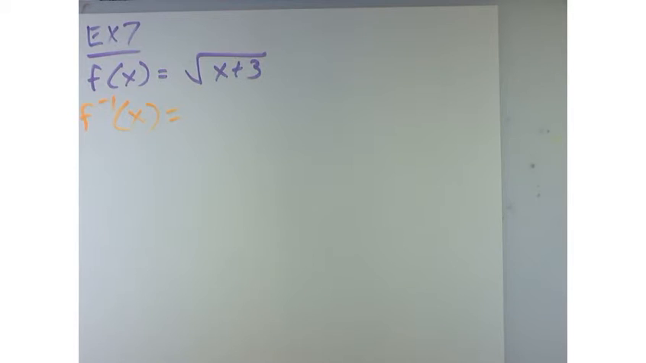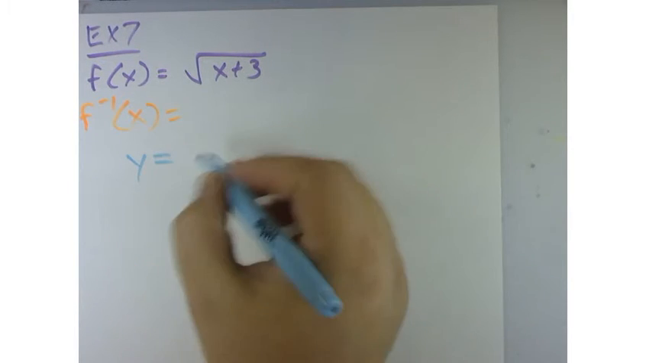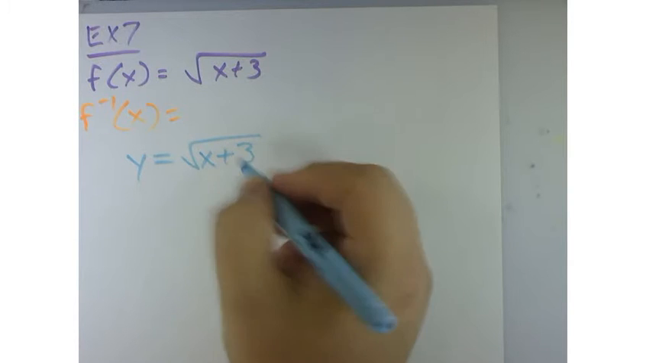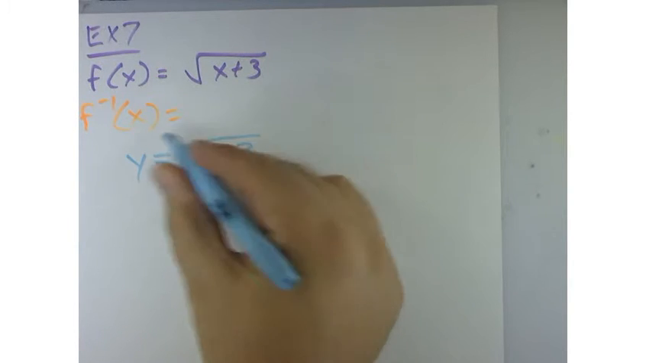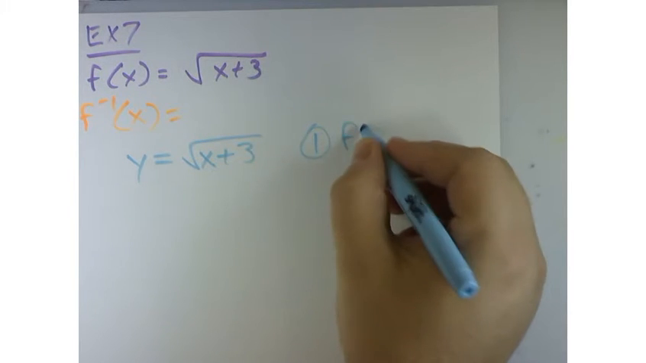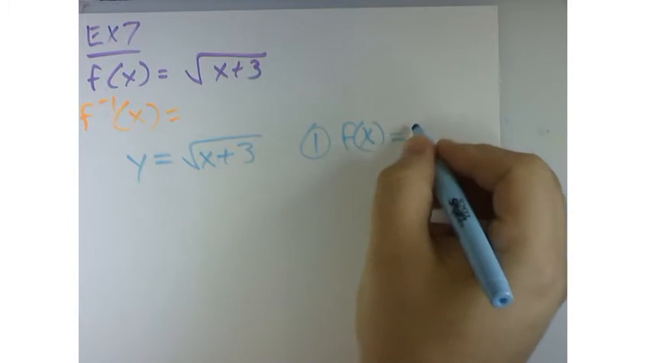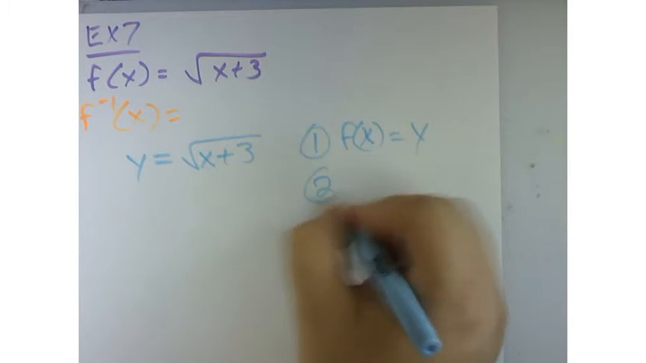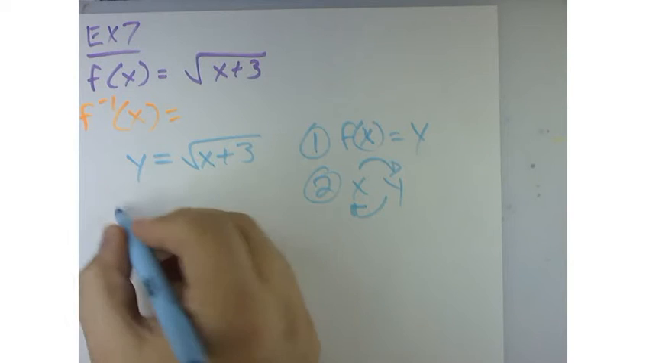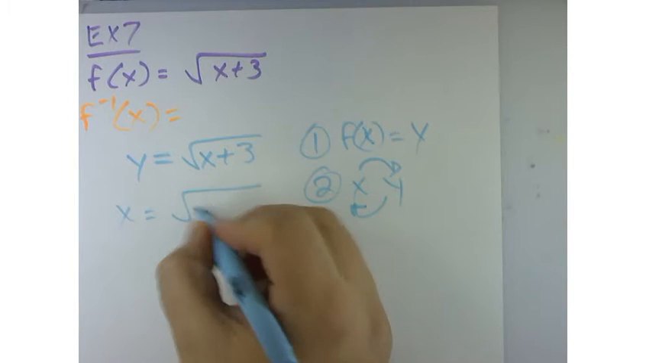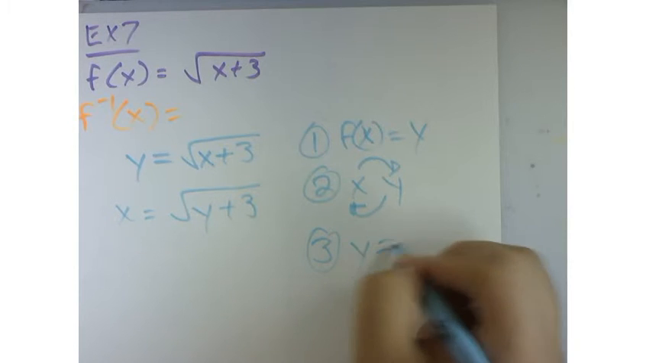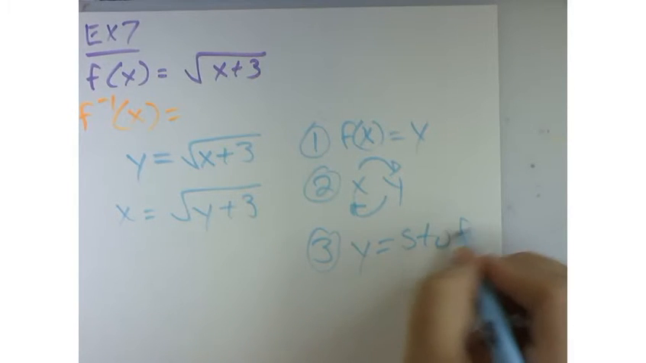So to find the inverse, the first thing I do is I write down the square root of x plus 3, right? I just replace the f of x with a y. So I say f of x is equal to y, and I sub that in. Step 2, we're going to take the x and y values and we're going to flip-flop them. So now this becomes x and this becomes y. Step 3, I solve for y equals some stuff.